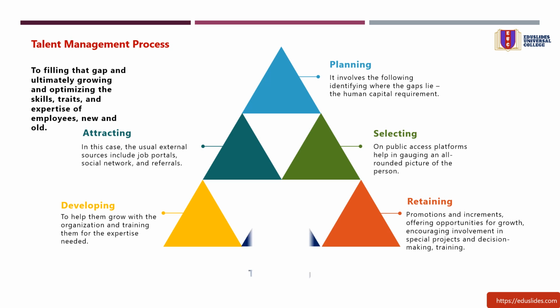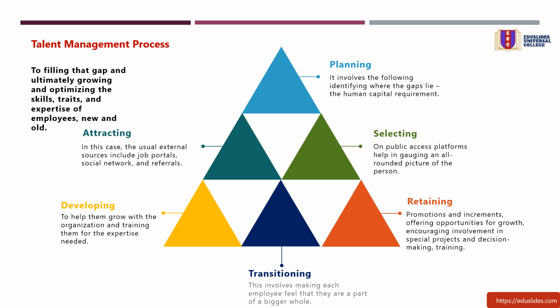6. Transitioning. Effective talent management focuses on a collective transformation and evolution of the organization through the growth of individual employees. This involves making each employee feel that they are a part of a bigger whole. Providing retirement benefits, conducting exit interviews, and effective succession planning might seem like unrelated career points, but they are all transition tools that enable the shared journey.